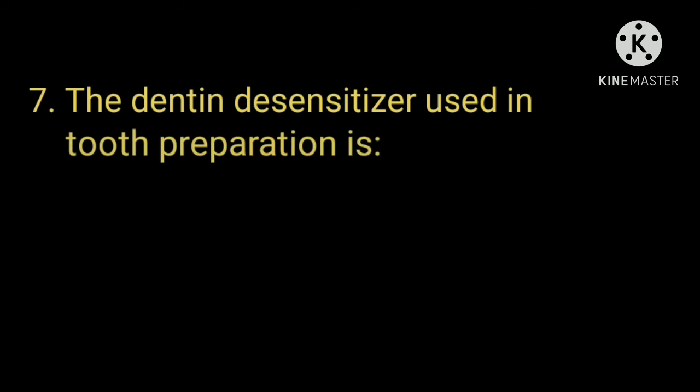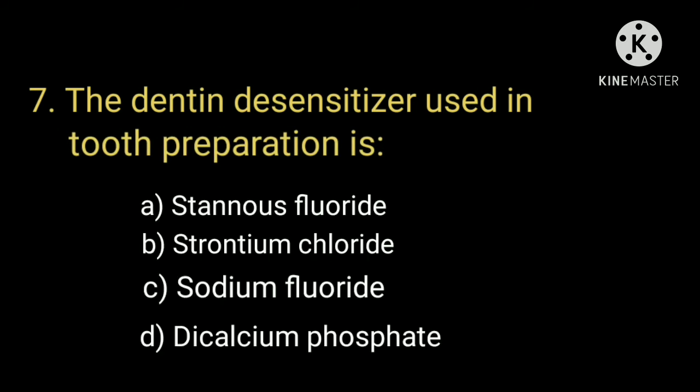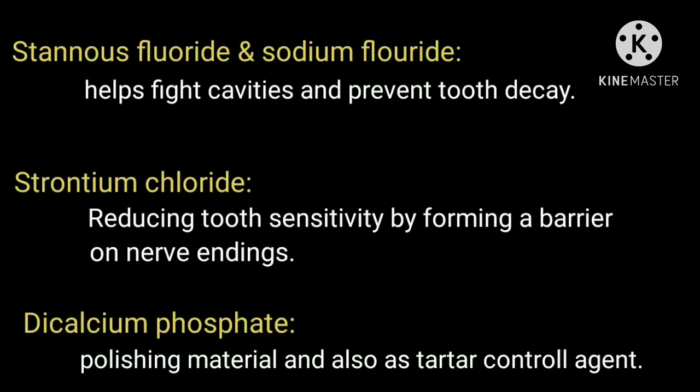Seventh question. The dentin desensitizer used in tooth preparation is? Option A. Stannous fluoride, B. strontium chloride, C. sodium fluoride, D. dicalcium phosphate. Answer is option B. Strontium chloride.